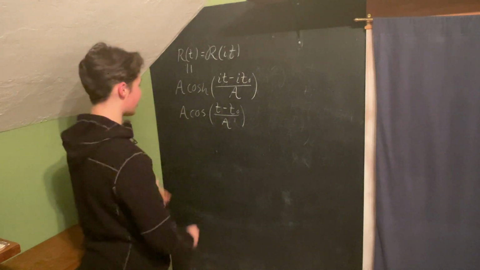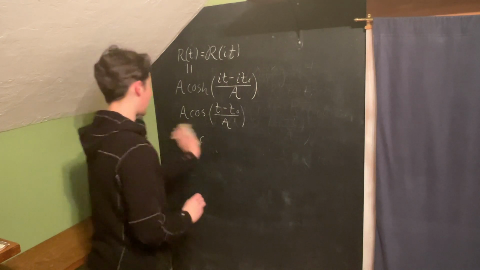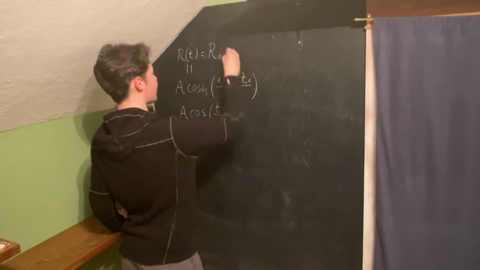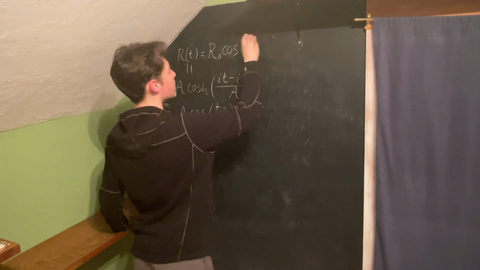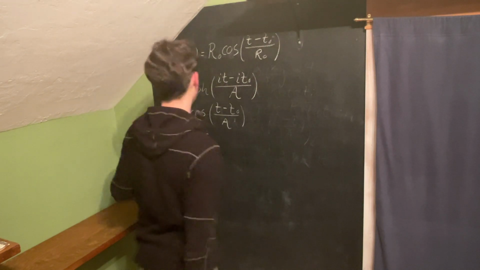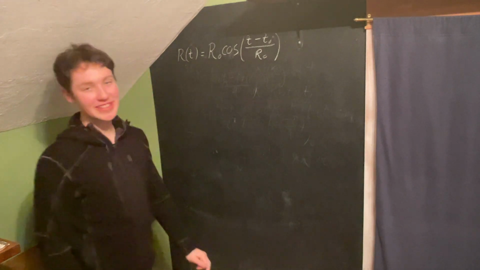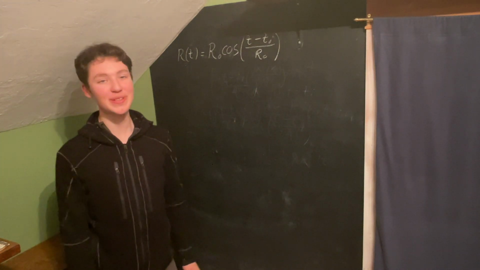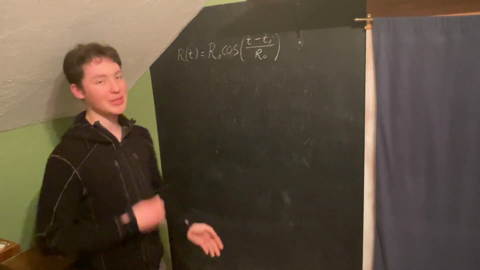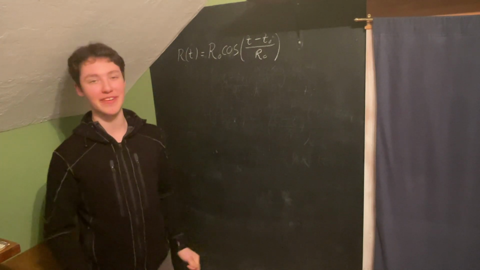To make it look even more like the solution, we can call A R naught, because it's going to be the initial and maximum radius. And we can finally write all out in its full glory that R of t equals R naught cosine of t minus t naught over R naught. And this is the formula for the radius of a circular relativistic string as a function of time, and I find it absolutely amazing that we can derive it without needing to ever even pick an explicit form in terms of square roots and derivatives for our Lagrangian. We can just go one step of geometry to another and get all the way here.